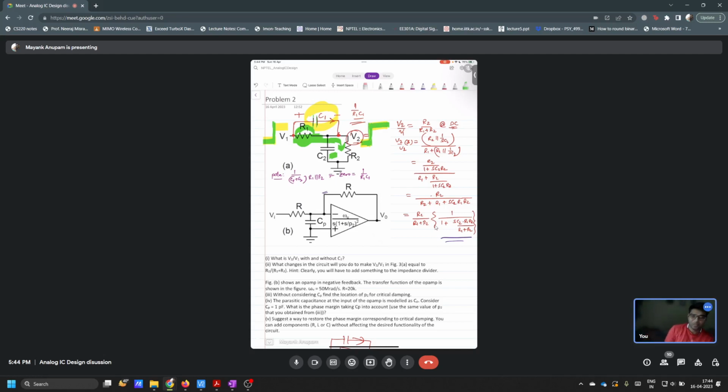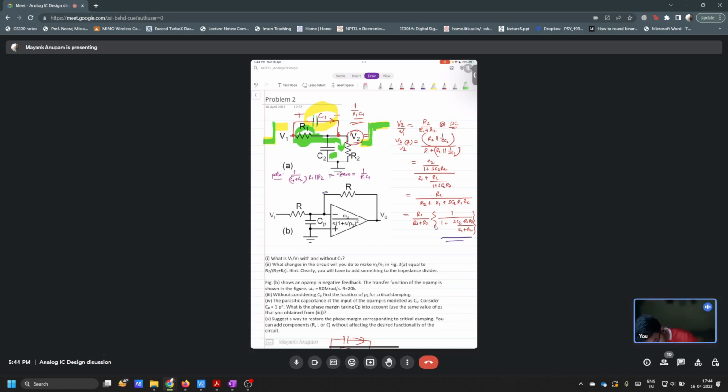Okay. So this is the intuition behind adding a capacitor to make sure that the system has a zero, or basically whatever way you like to understand it. This is another way to understand. How do you get the position of the zero, 1 by R1 C1? Okay. So that is fine.